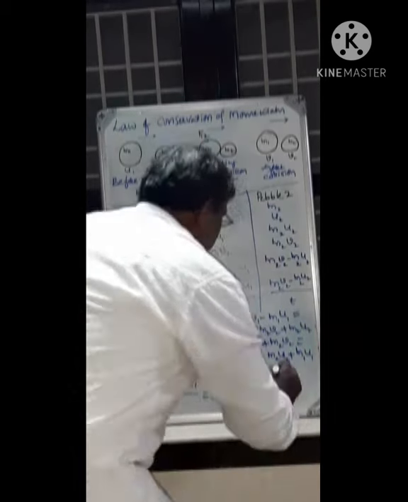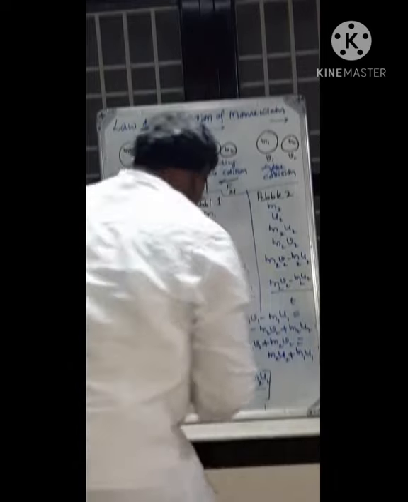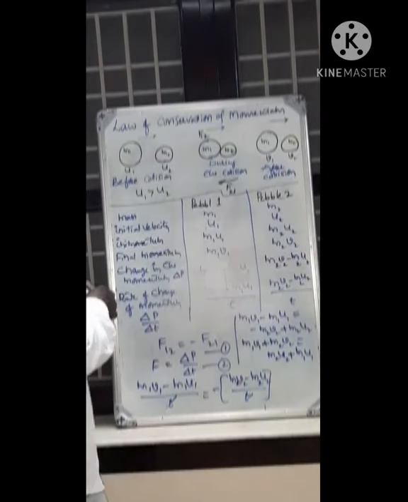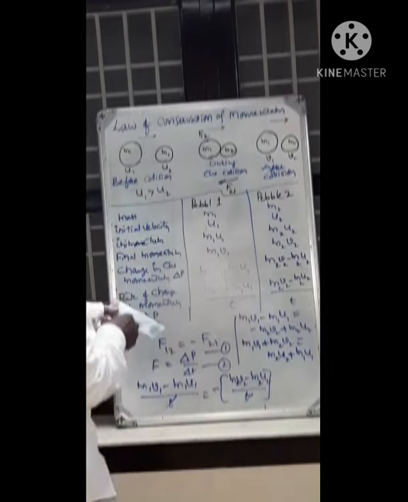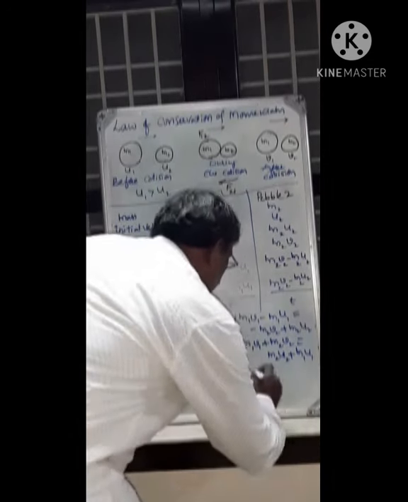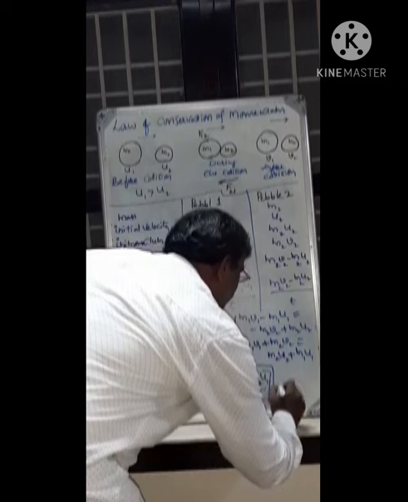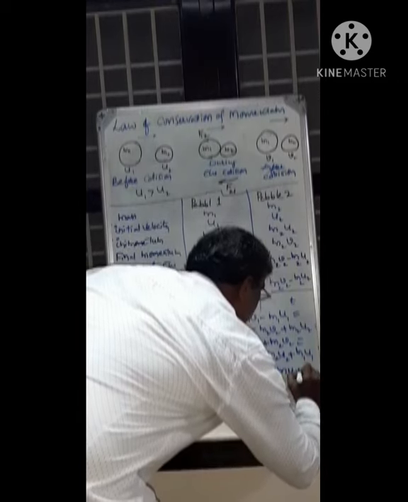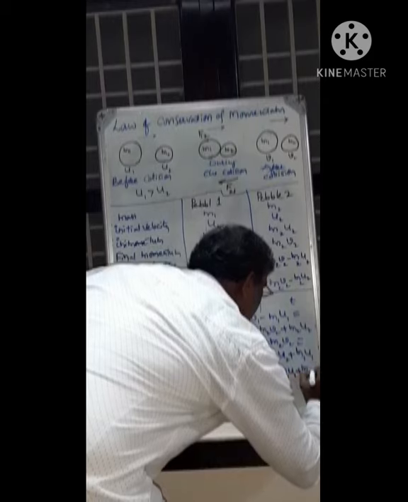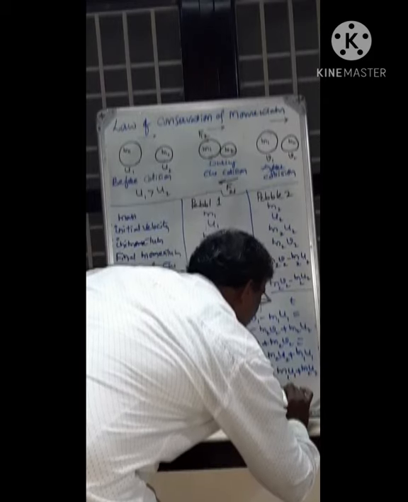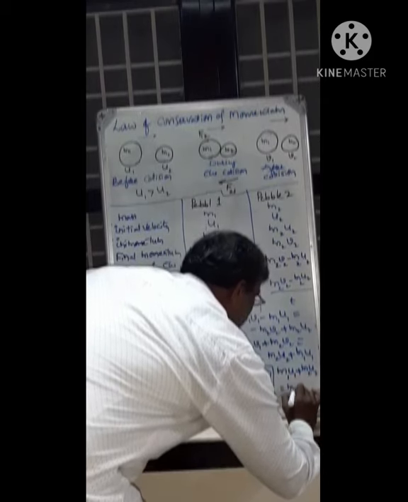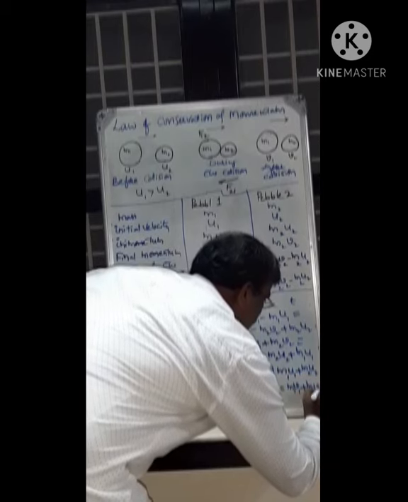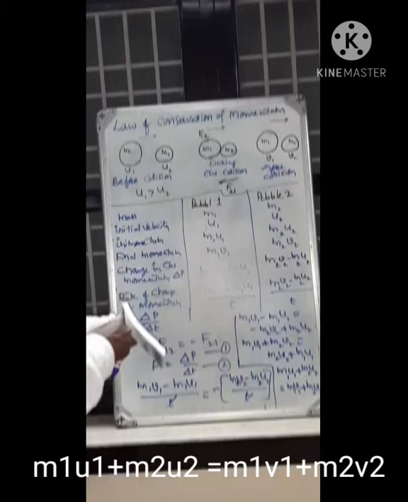So from this, the final equation is like this: m1 u1 plus m2 u2 is equal to m1 v1 plus m2 v2. This is the final equation.